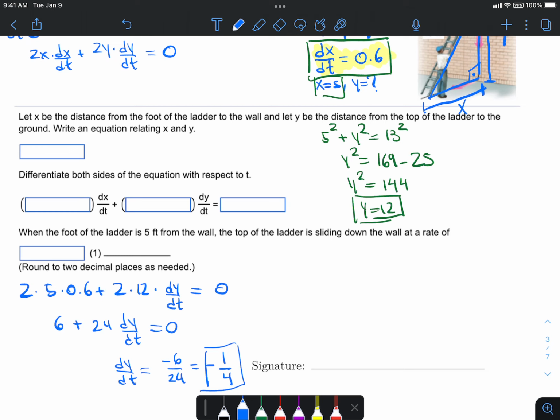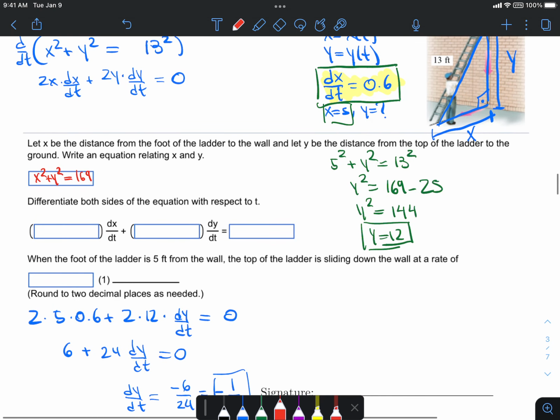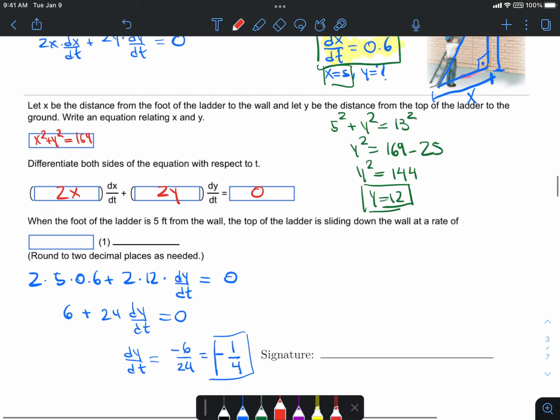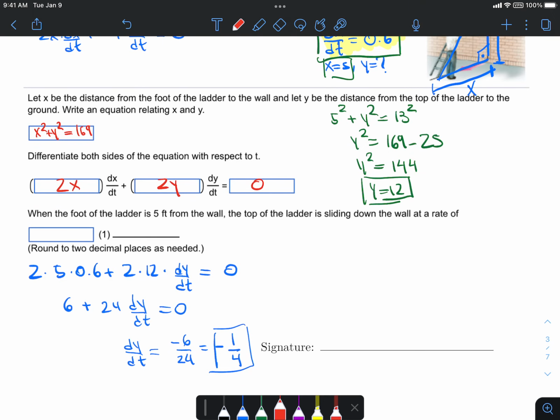So this means, if you want to fill all of this in, first of all, the equation that combines both quantities is this. If you differentiate both sides, you get 2x, 2y, 0, and the rate of change of the top of the ladder is minus 0.25. They're asking for it in decimals, feet per second.